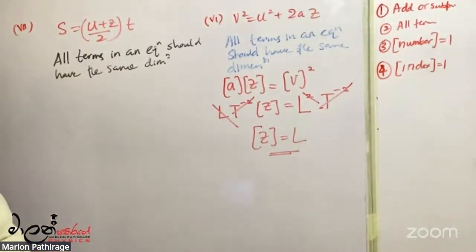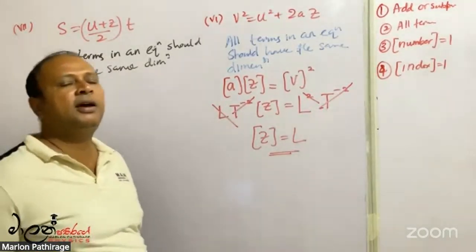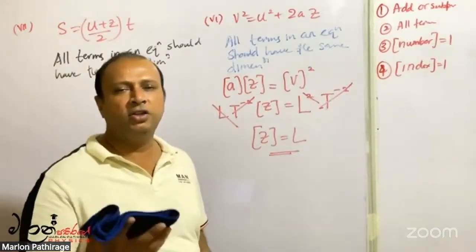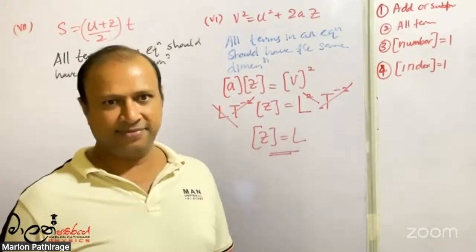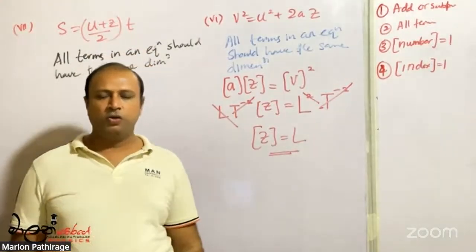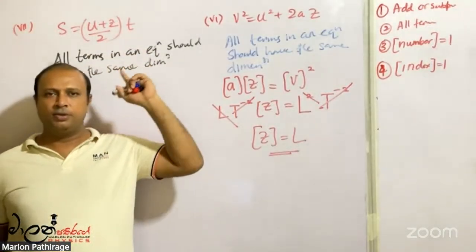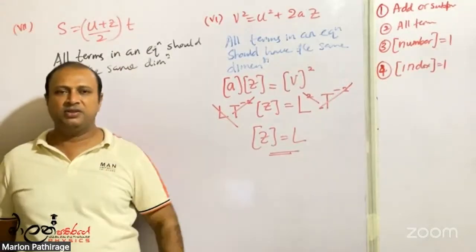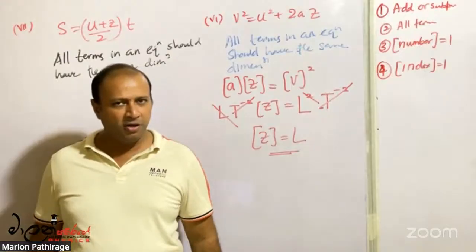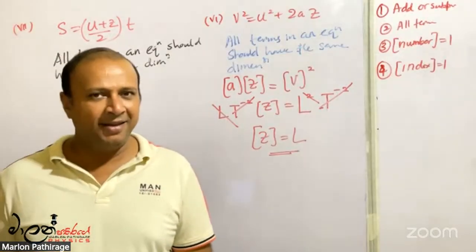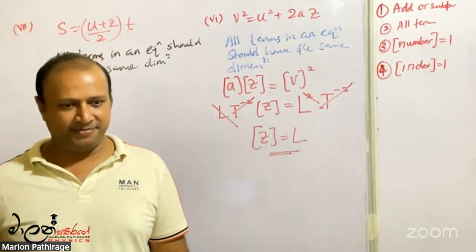Now tell me, what would be the argument you are going to use in this question? What would be the argument you are going to use to determine the dimension of Z? What is the rule you are going to use to determine the dimension of Z?